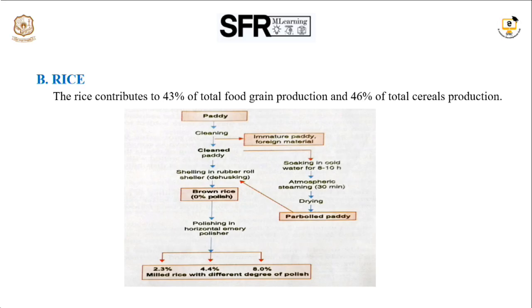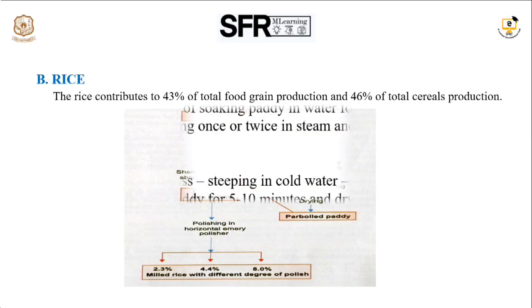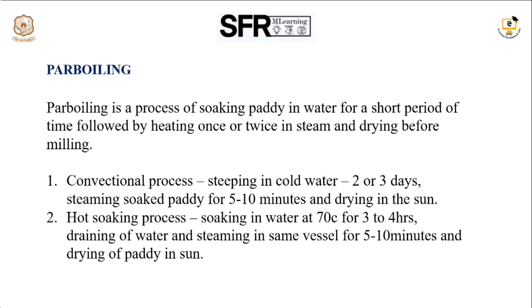After that, if they go to parboiling, from the third step, the cleaning, they go to the parboiling. Here you see two different types of parboiling method. One is conventional processing, and the second is hot soaking processing. Conventional processing is where they put the paddy in cold water for steeping for 2 to 3 days. During steeping, the moisture is absorbed, and after that the steaming happens. They steam the paddy for 5 to 10 minutes.